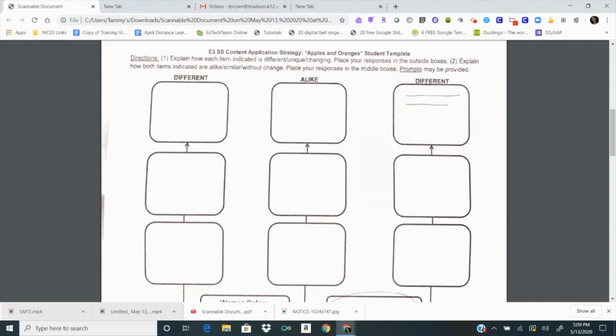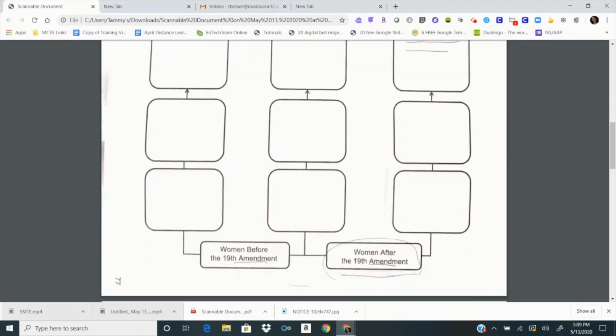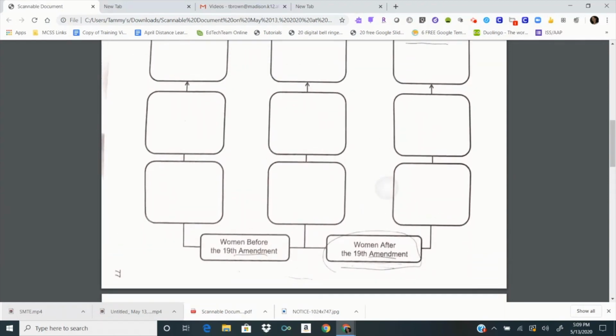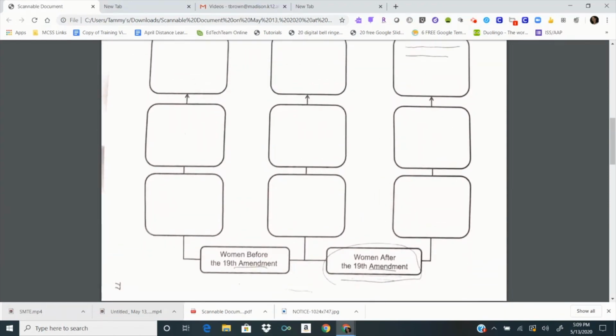On this particular strategy, my students work in groups. So I give them this. They've already studied. So this would be a strategy that I would use in this instance. After my students have talked about women before the 19th Amendment and the different types of women, their different lifestyles of women, the suffragists, the flappers, the Gibson girls. So my students have already talked about those women.